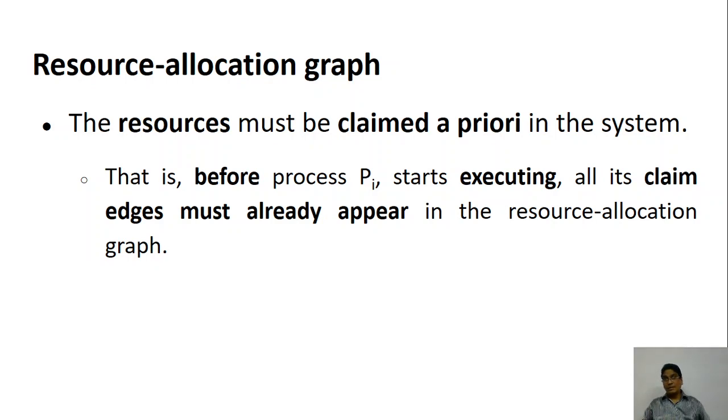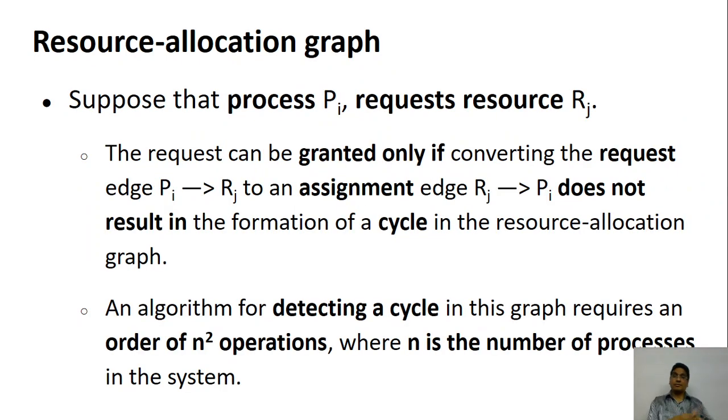That does not mean that I'm going to give you all the resources. I will give you what is required as of now, but you have to tell me the maximum request you are going to make. Every process will come and say that I want this many, maximum is this. So the resources must be claimed a priori before starting. Suppose a process Pi requests Rj, then can you give that request?